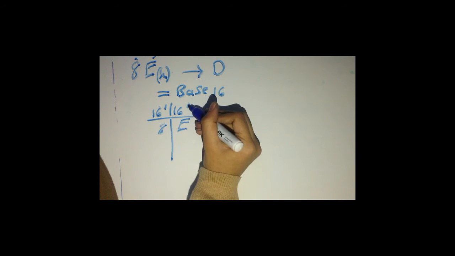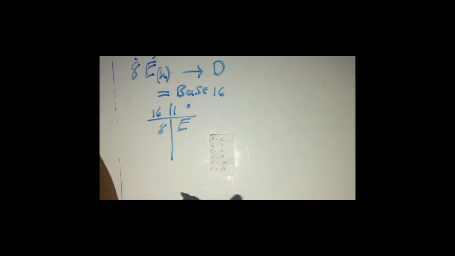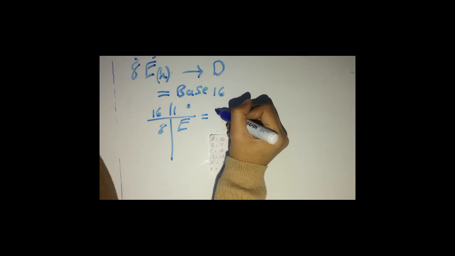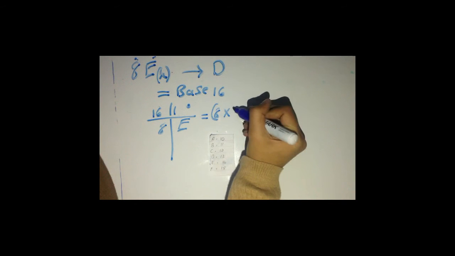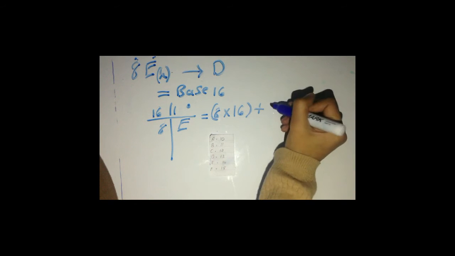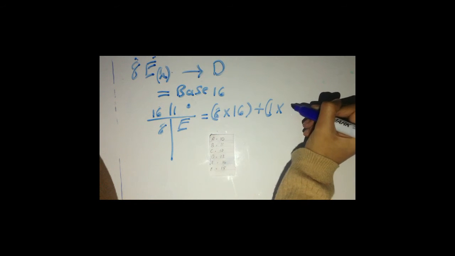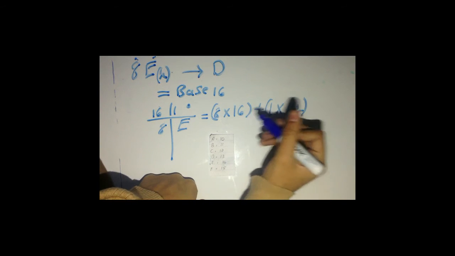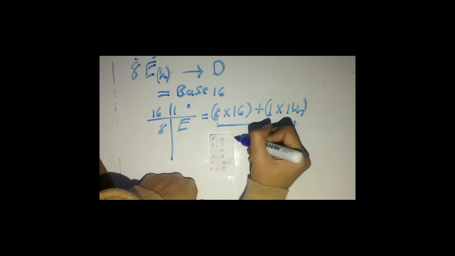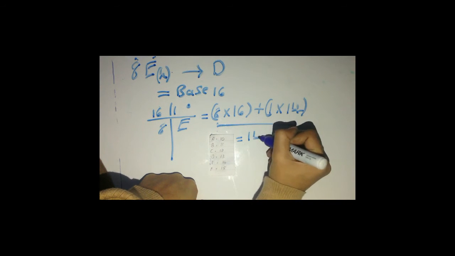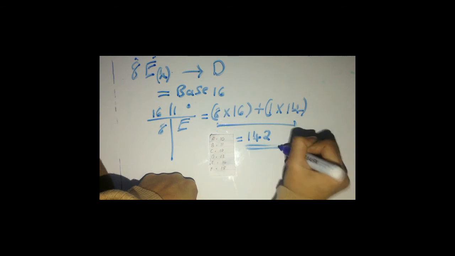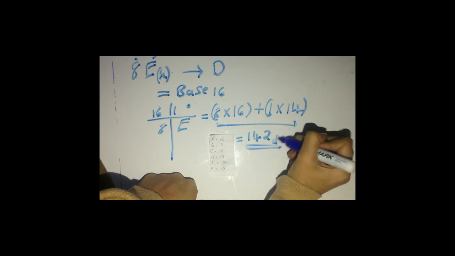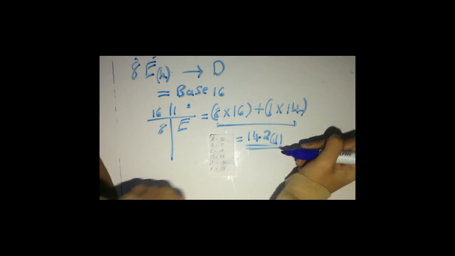8E. 16 to the power of 0 is 1. 16 to the power of 1 is 16. So what this means is there are 8 lots of 16s. Add 1 lot of E, and E is equivalent to 14. What we have to do now is just find the sum of these, which is going to be equal to 142. And this is the decimal which we started with in the first place.